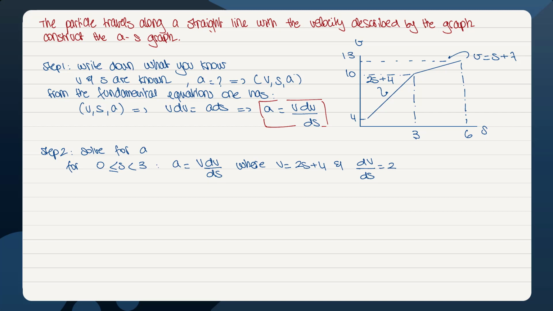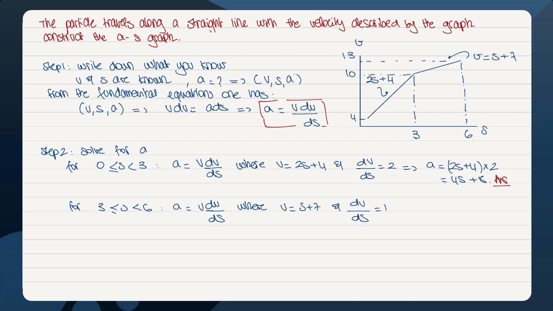Replacing those two values into the equation of A, we get A is equal to 2S plus 4 times 2, which is equal to 4S plus 8. So now we have an expression for A for the first chunk that goes from 0 to 3. Now considering the second chunk from 3 to 6, A is equal to V dV over dS, where V is equal to S plus 7 and dV over dS is equal to 1. Replacing that into the equation of A, we have S plus 7 times 1, which is equal to S plus 7.